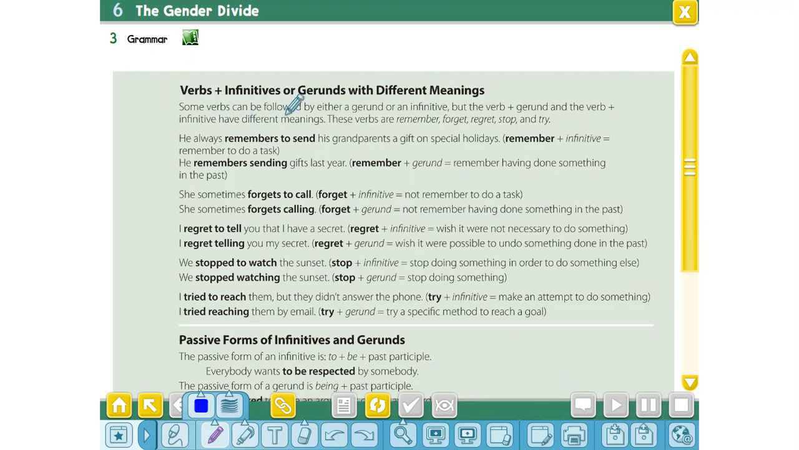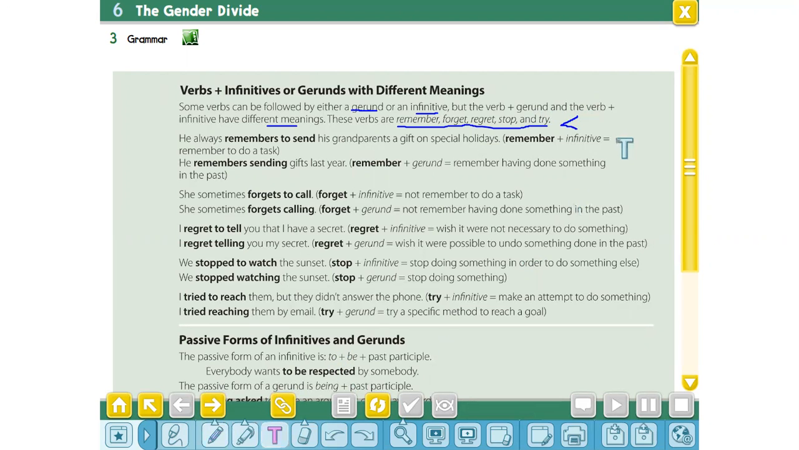Some verbs can be followed by either a gerund, which means verb plus ing, or an infinitive, which means to plus base form. But the verb plus gerund and the verb plus infinitive have different meanings. These verbs are remember, forget, regret, stop, and try. Please underline these verbs and write these notes.